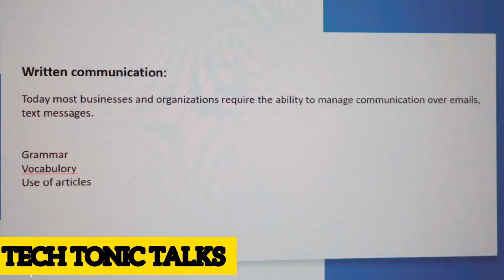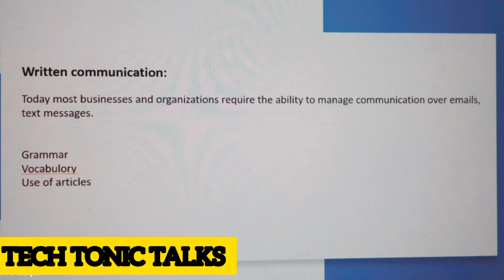Written communication. As we know, when you're working in any corporate company, the most important thing is written communication. Every day we have to send lots of emails and text messages to our fellow colleagues, to clients, to our managers, to our team leads. So writing those with proper usage of grammar, your vocabulary, the use of articles, and all these things is very important. So the first round, written communication, is going to test your written communication abilities.